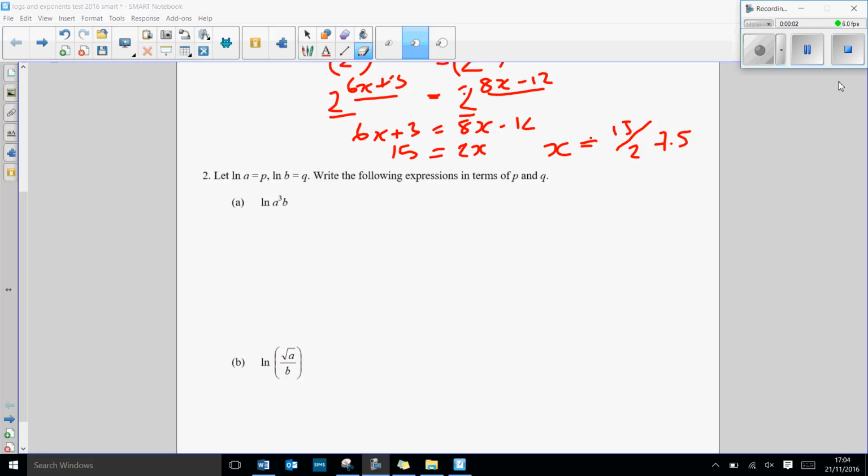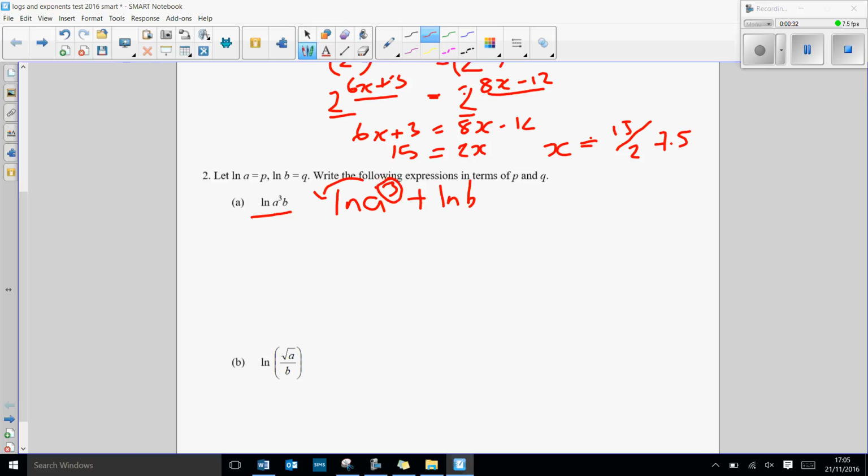Okay, so question 2, we have ln A is equal to P and ln B is equal to Q. So we need to separate this expression here into ln A or ln B. We know that we've got a log of two things multiplied together here, so we can separate this into ln A cubed plus ln B. We then need to deal with the fact that this is A cubed, so we know the power can come in front, so this is 3 ln A plus ln B. We know that ln A is P, so that's 3P plus Q.